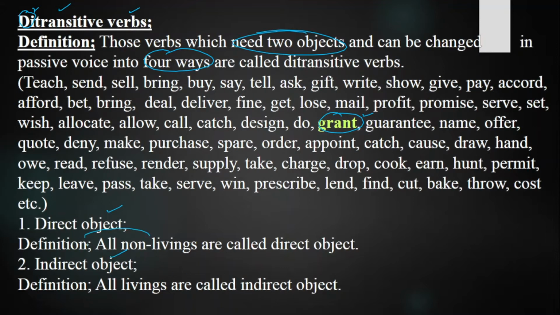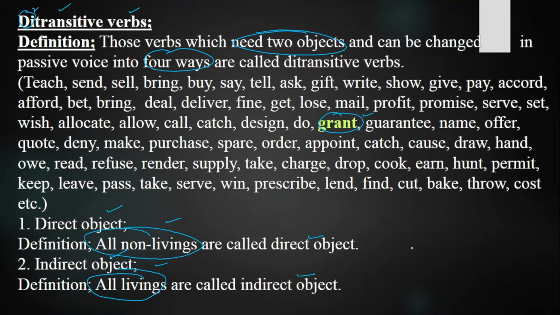Direct object means all non-livings and indirect object means all livings. So whatever non-livings we have are known as direct objects, and whatever livings we have are known as indirect objects. Keep in your mind, the ditransitive verbs need two objects, one direct and one indirect. If you put only one of them, the meaning won't be clear. Sometimes the meaning will be wrong.